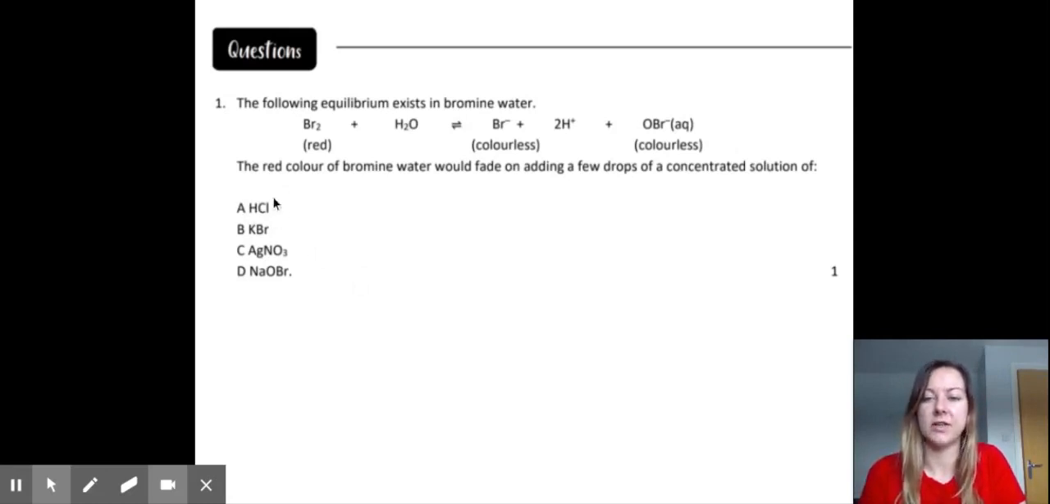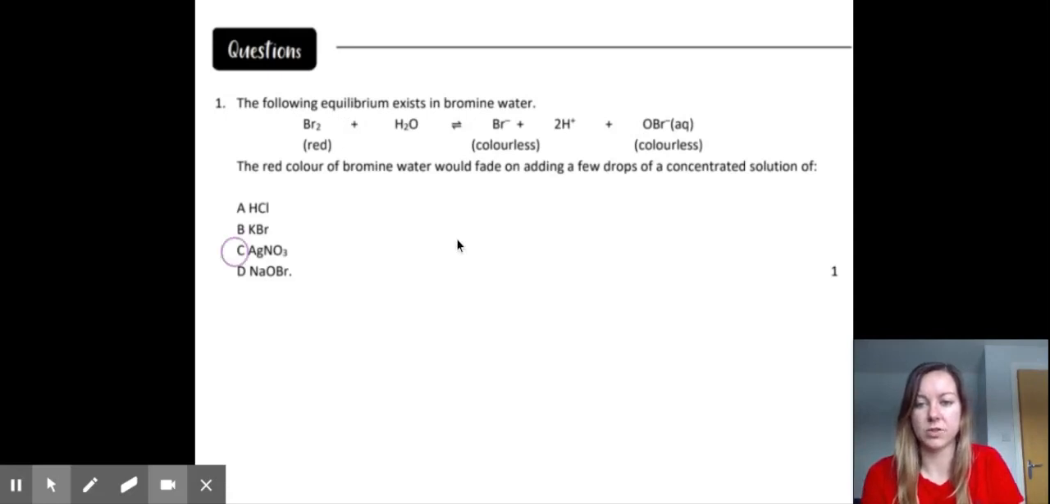If we add HCl to this, we are going to be adding hydrogen ions, which is going to be increasing the concentration of a product. We don't want that because that will mean our equilibrium will shift to the left, and that will give us more of a red colour. The same would be happening with B, because we'd be adding bromide ions, and they would be moving the equilibrium to the left again, producing more of a red colour. The exact same would happen with D here, because we have Na plus and OBr negative. Again, we're adding more of the products, which will produce more reactants.